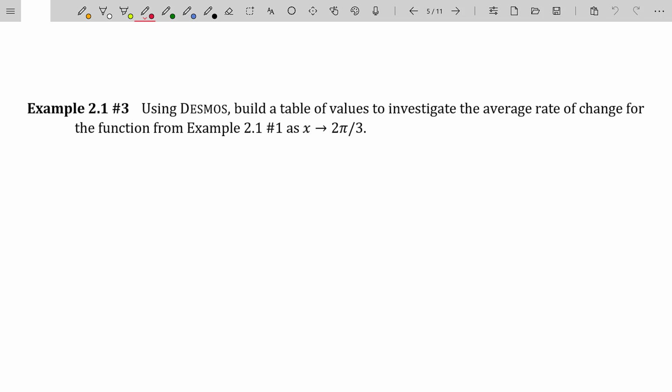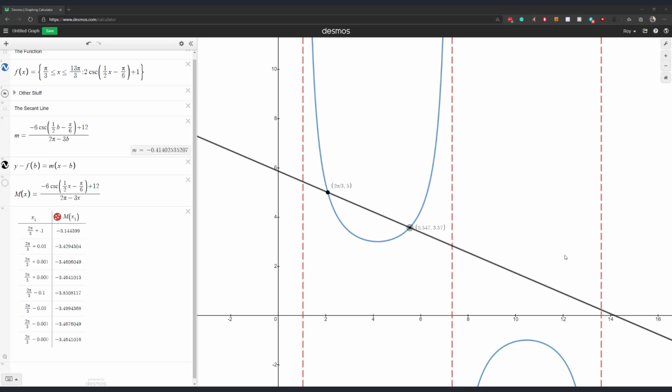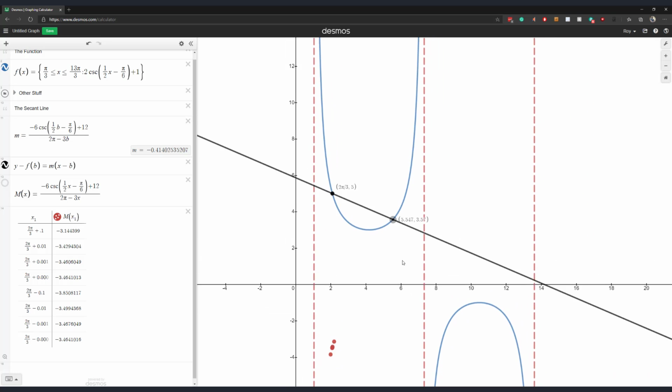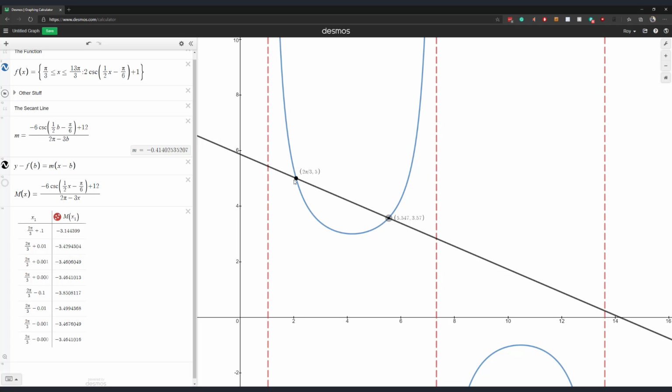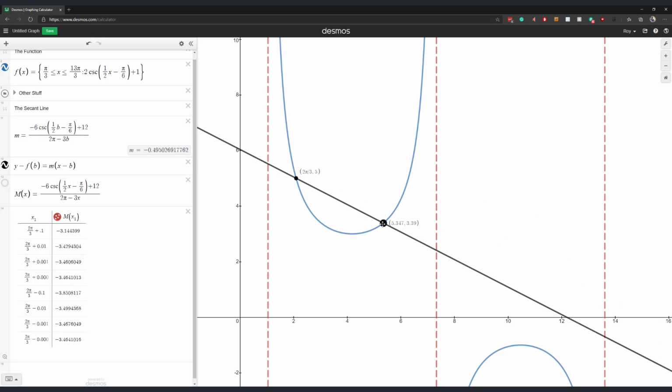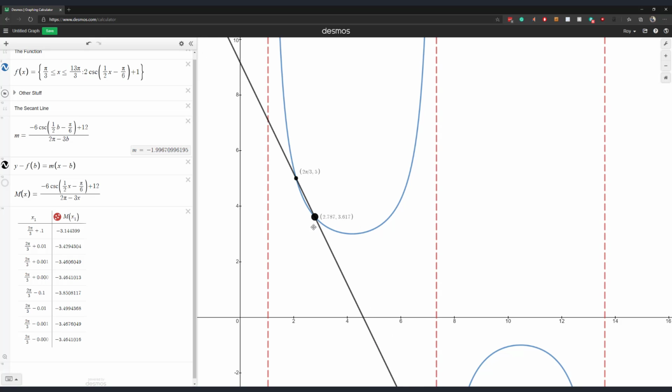Let's go ahead and take a look at that again in Desmos. Recall from the previous example here, which we have all queued up right now, that we were creating secant lines between 2 pi over 3 comma f of 2 pi over 3 and some other point on the curve. And as we drag that other point on the curve closer and closer to that anchor point at x equals 2 pi over 3, we started to get a line that became closer and closer to what we would call the tangent line at x equals 2 pi over 3 for this given curve.